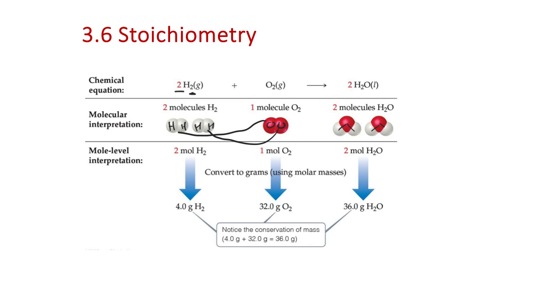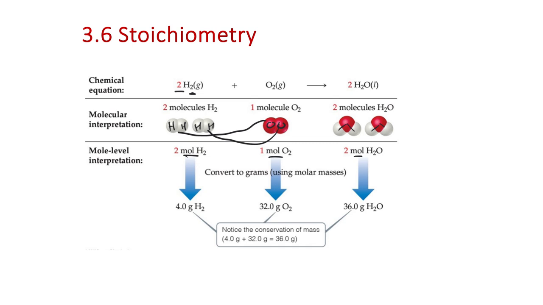So the mole ratio is also implied by the coefficients, because 2 molecules times Avogadro's number would be 2 moles, and 1 molecule times Avogadro's number would be 1 mole. So the coefficients for molecules work the same for moles. I can take 2 moles of hydrogen, react it with 1 mole of O2 to produce 2 moles of water. So I can look at the coefficients and see the ratio of the moles of the reactants and products relative to each other that react and form in the reaction.